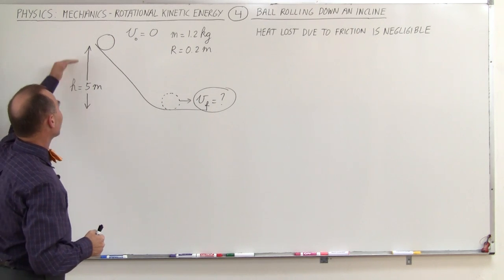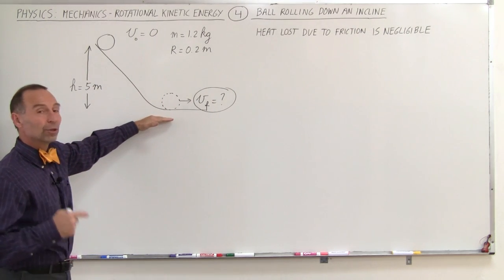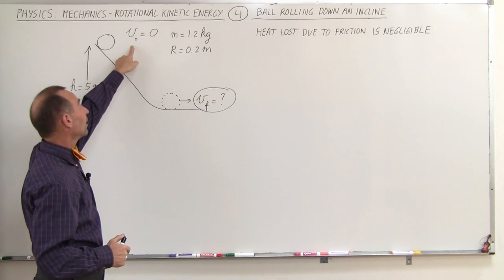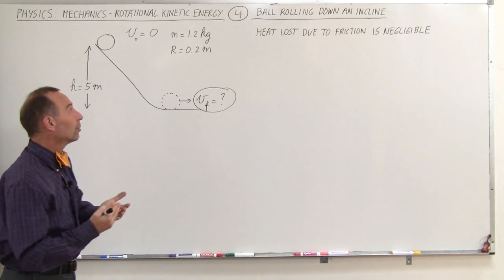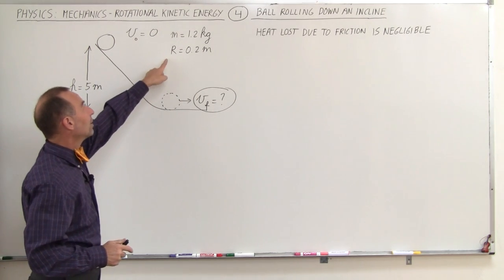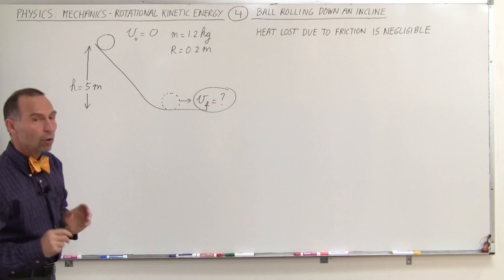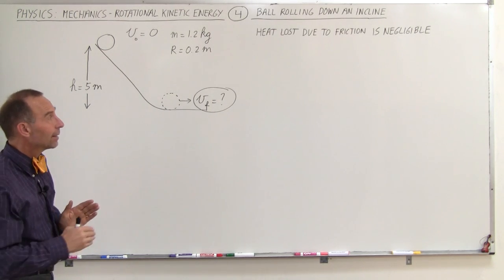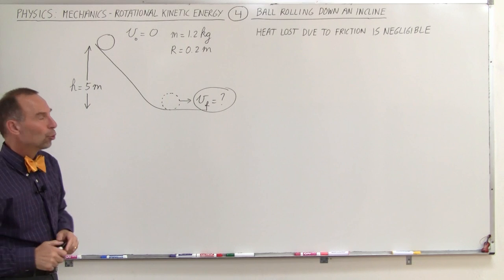It starts from a height of 5 meters, and the question is, when the ball reaches the bottom, what is its final velocity, assuming that the initial velocity is equal to zero? The mass of the ball, and it's a hollow ball, is 1.2 kilograms, and the radius is 0.2 meters. Also, we're going to assume that the heat loss due to friction as it's rolling down the incline is negligible, and we can ignore it.